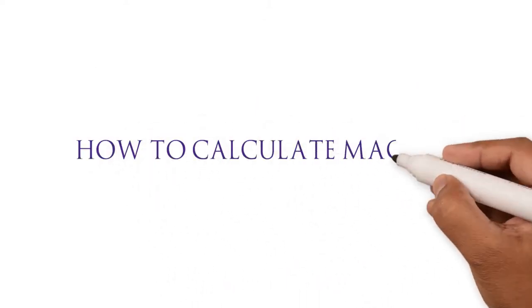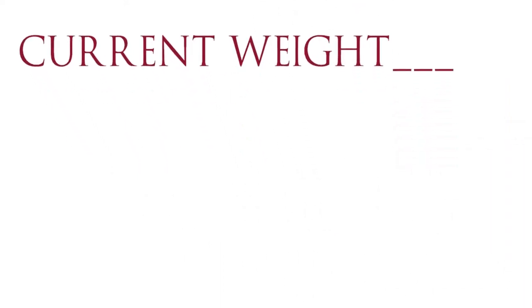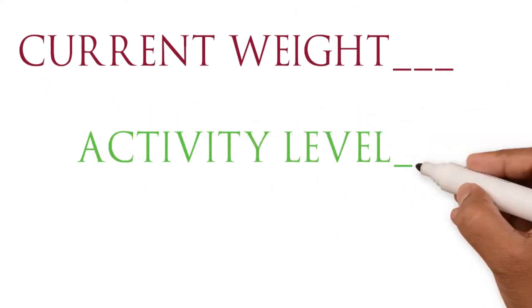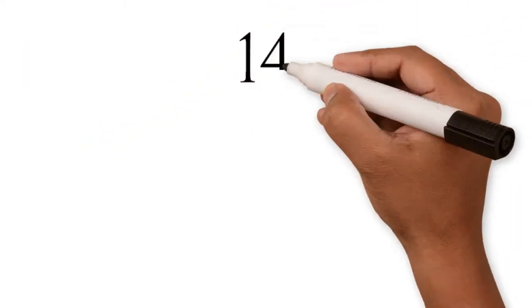So now that you know, let's get you on track to kill your training and see the results you want. Step 1. You want to find out what your current weight is. And you also want to find out what your daily activity level is. What do I mean by activity level? Let's take the following numbers for example: 14, 15, and 16.